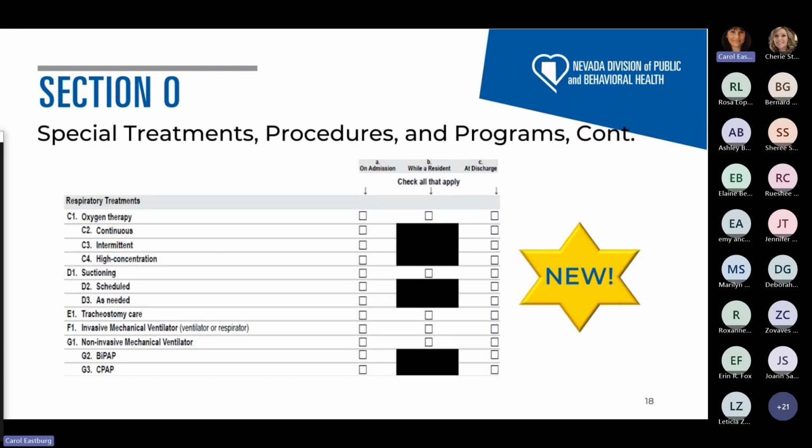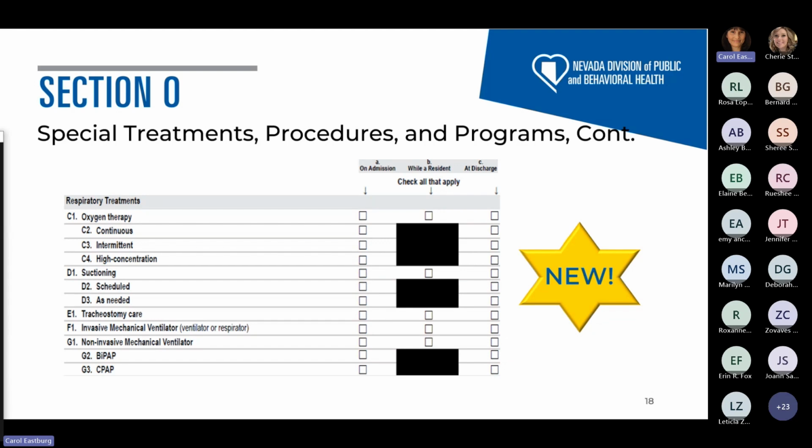When it comes to respiratory treatments, there are also many changes. Previously, there were 5 options from which to choose. Now there are 12. Oxygen therapy, which was previously coded simply as oxygen therapy, has been divided into 3 types: continuous, intermittent, and high concentration.